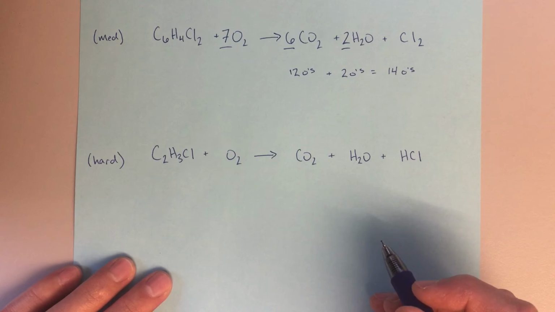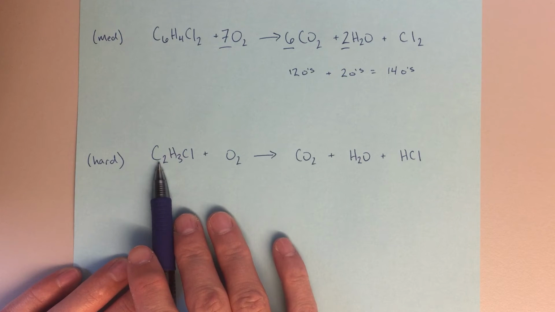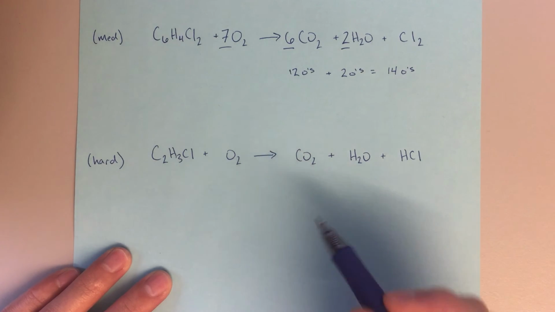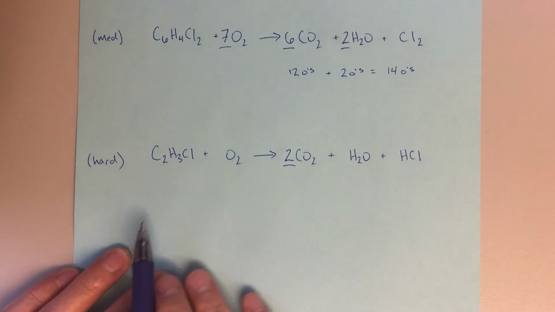So for this one, again, I'm going to start at the left-hand side. I see 1 carbon here. I see 2 carbons here. I see only 1 carbon here. So I'm going to put a 2 in here. All right, so right away, just balancing the carbons out.